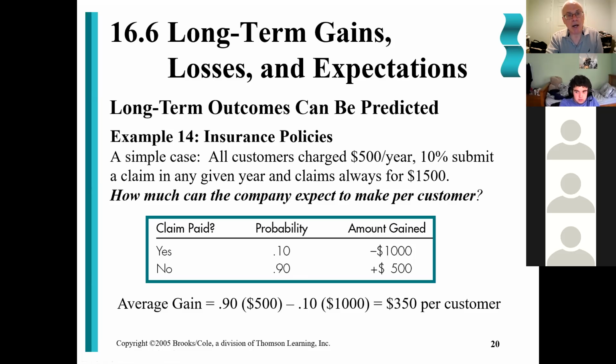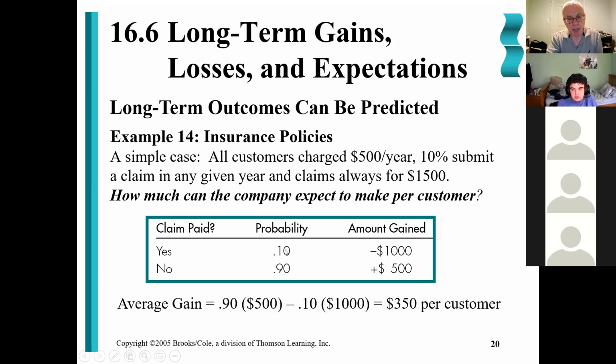So how do we calculate the average gain, the expected gain over the long term? Well, we would multiply the probability times the amount of the gain for that scenario. The scenario, claim is going to get paid.